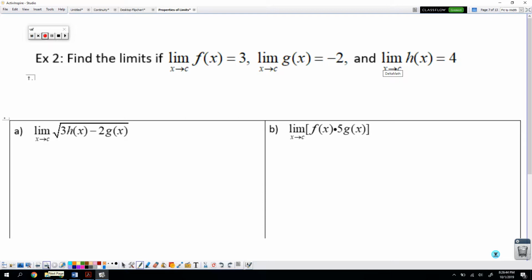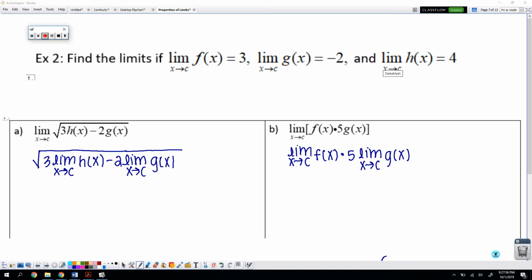Now it says find the limits. This is actually even easier because it gives you the limits, so you don't even have to look at your graph. Now you just get to rewrite and then plug in these exact numbers. So I'm going to rewrite them first. You go ahead and rewrite them as well. So I'm going to pause. Alright, and now we're ready to just plug in the numbers.